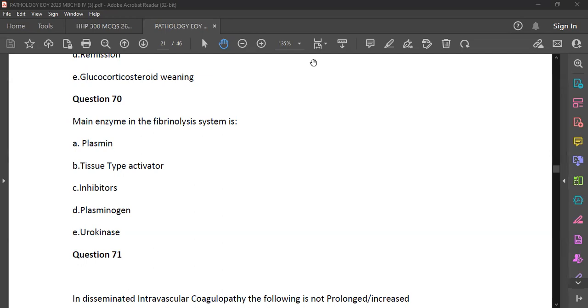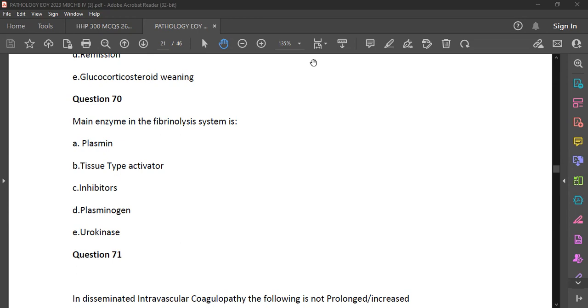Tertiary. Yeah. So we saw another question asking about it. So it's tertiary. The main enzyme in the fibrinolytic system is going to be plasmin. Almost everything around the fibrinolytic system is going to try to activate plasminogen into plasmin, for plasmin to then degrade the fibrin. So this is how it is.